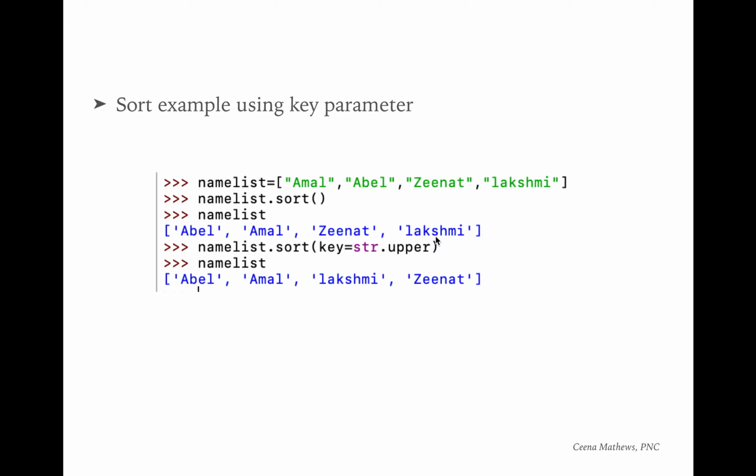But according to alphabetical comparison, Lakshmi has to come before Zenith. This can be done using this key criteria. When I use here name list dot sort of key is equal to str dot upper, it will convert the given strings in the name list to uppercase first. All the names will be converted to uppercase, and then the sorting is done. Since all letters are of the same case, the correct alphabetical order will be displayed. As you can see in the output, Lakshmi comes at the correct place in the sorting order.